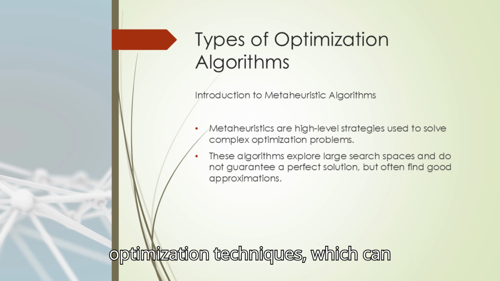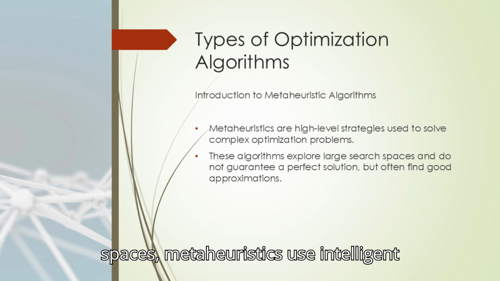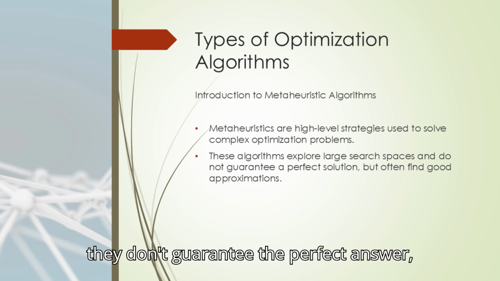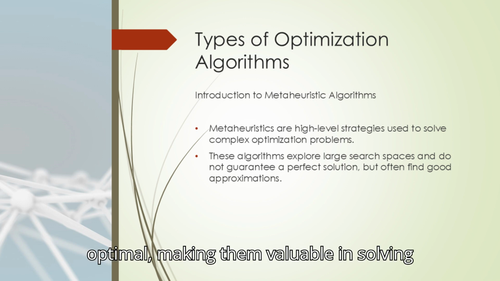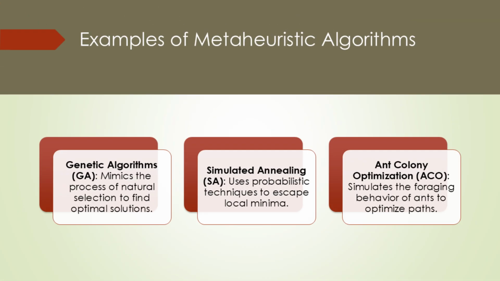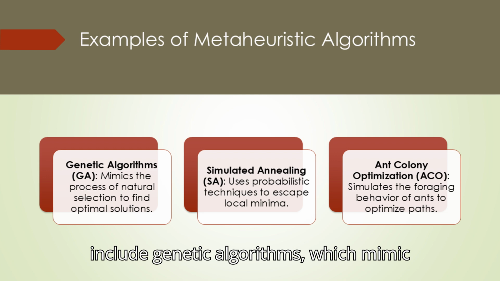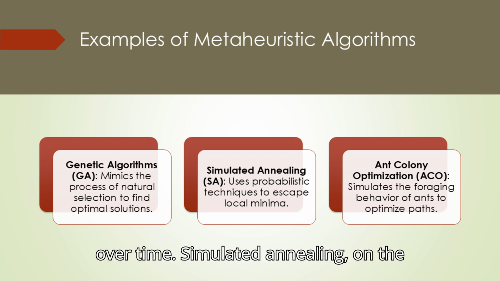Metaheuristic algorithms are designed to solve complex problems by exploring vast search spaces. Unlike traditional optimization techniques, which can struggle with large or poorly defined spaces, metaheuristics use intelligent strategies to search for solutions. While they don't guarantee the perfect answer, they often find solutions close to optimal, making them valuable in solving real-world problems.